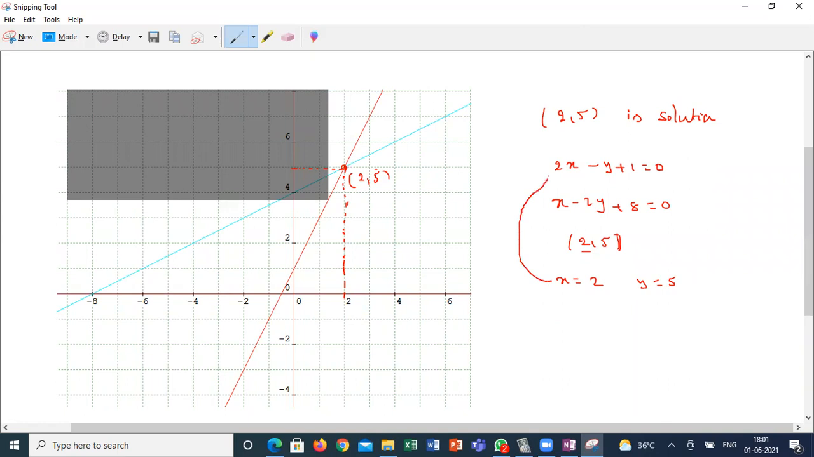If I substitute these values in the given data, 2 into 2 minus 5 plus 1 is equal to 0. This is 5 minus 5 is equal to 0. So the first equation is satisfied. Substituting in the second equation, 2 minus 2 into 5 plus 8 is equal to 0. This gives 10 minus 10 is equal to 0. The second equation is also satisfied. So this is the correct answer. Got it what I'm saying? So 2, 5 is the common solution for both the equations.